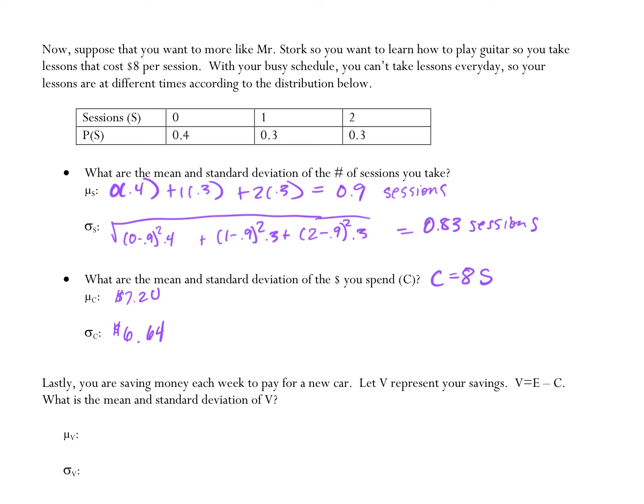How did you get that? Can you explain? I just did 8 times 0.9 and 8 times 0.83. Okay. I mean, now, John, you could take that table above and turn this 0 into a 0, 8, and $16. Right? And then just do it in your calculator again.